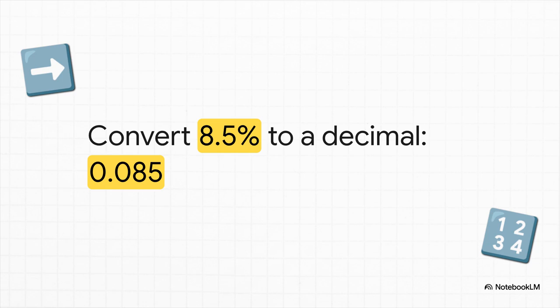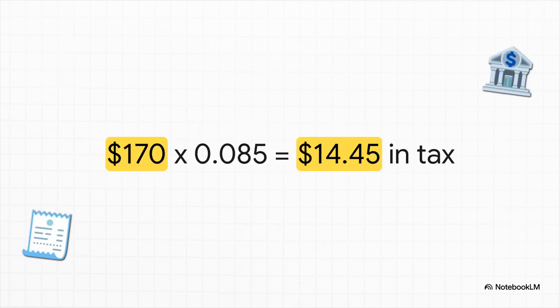Let's pretend your local state and city sales taxes combine to a pretty realistic 8.5%. First, we apply that exact same decimal conversion step we learned earlier. Drop the percent sign, hop the decimal 2 places to the left. So 8.5% becomes 0.085. Next, we take our taxable price, our newly discounted $170 subtotal, and we multiply it by our tax decimal, 0.085. That gives us $14.45. This is the exact chunk of change that's going to be tacked onto our bill at the register.